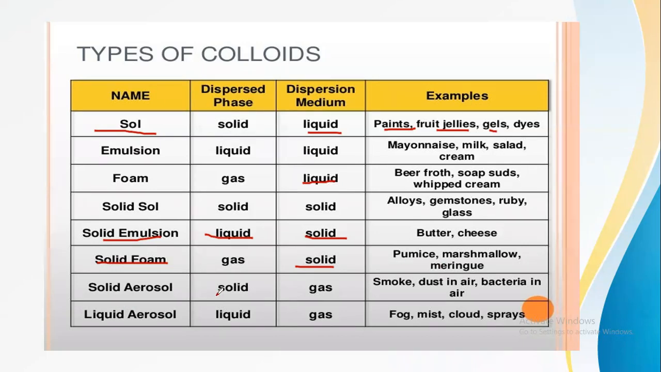And the next one is when the dispersed phase is solid and the dispersion medium is a gas, the colloidal solution is called solid aerosol. And the examples are smoke, dust in air, bacteria in air, etc. The last type of colloidal solution is liquid aerosol, in which the dispersed phase is liquid and the dispersion medium is gas. The examples of this type of aerosol are fog, mist, clouds, sprays, etc.